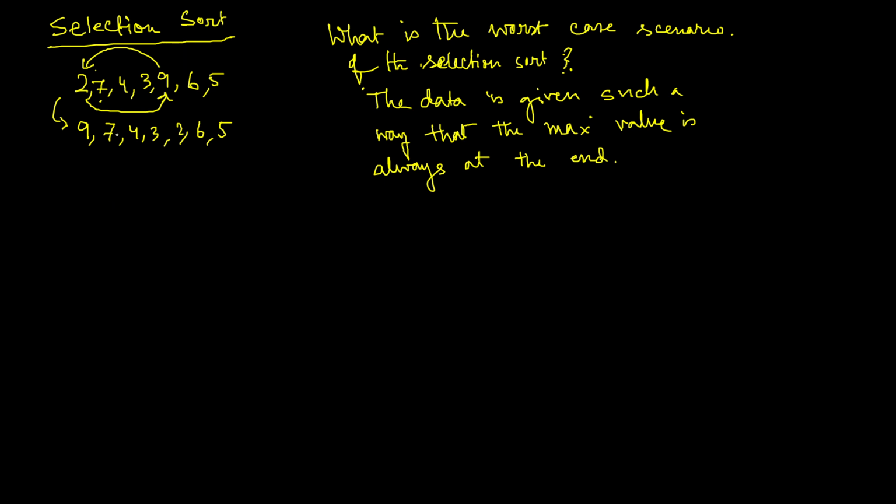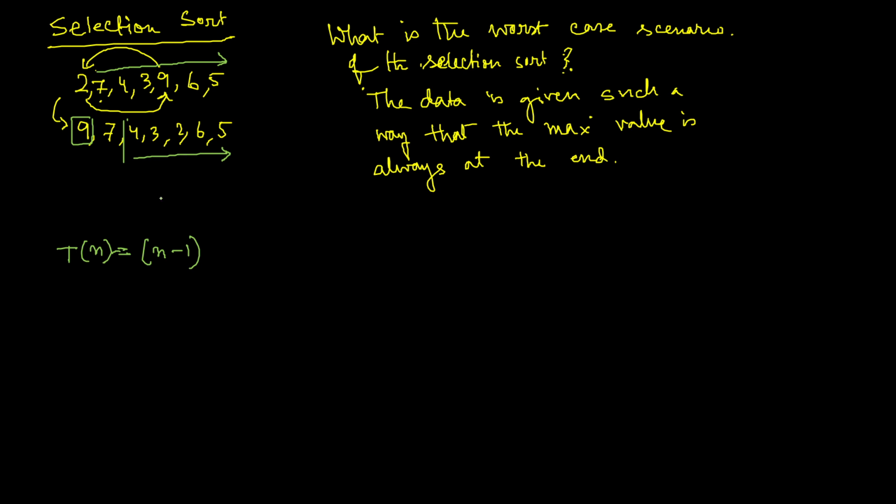You are starting from this 7 and you are going till end. So basically, how many comparisons are you doing for the first set? n minus 1 comparisons. Then you have got this 9, and then again you are checking the maximum between these two. And for this, you start checking from here and go till the end.